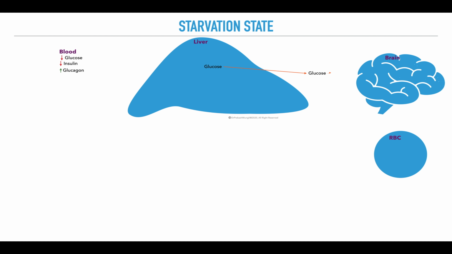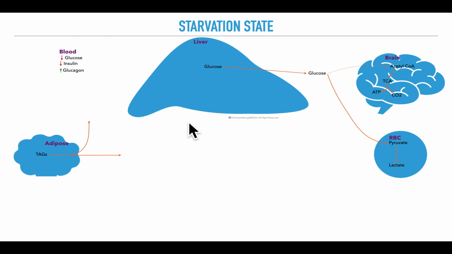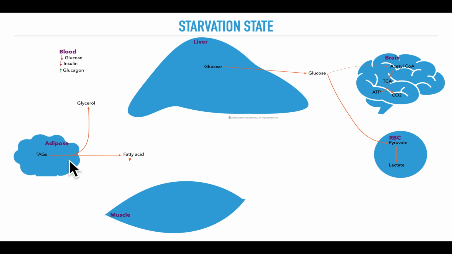Glucose is coming from gluconeogenesis in the liver, and it is taken up by the brain and by the red blood cell for their energy needs. Adipose tissue continues to undergo degradation by hormone sensitive lipase, releasing glycerol and fatty acids, and fatty acids are taken up by the skeletal muscle for their energy needs.